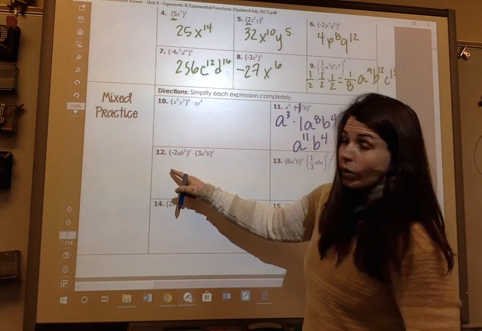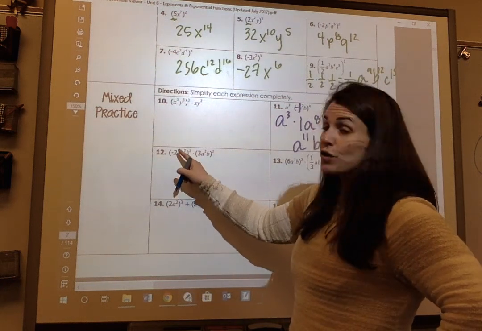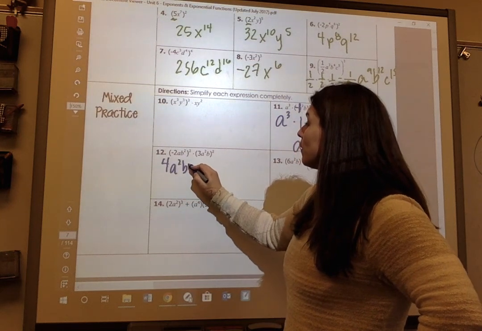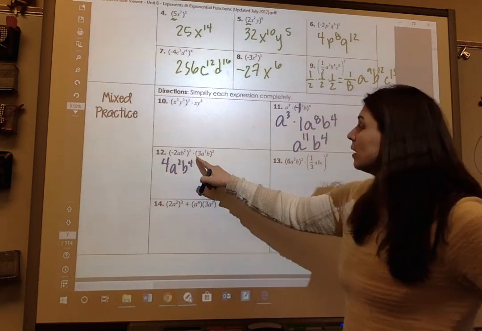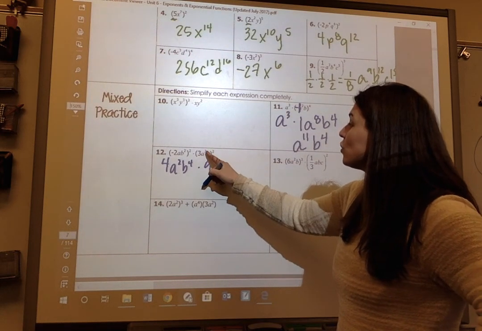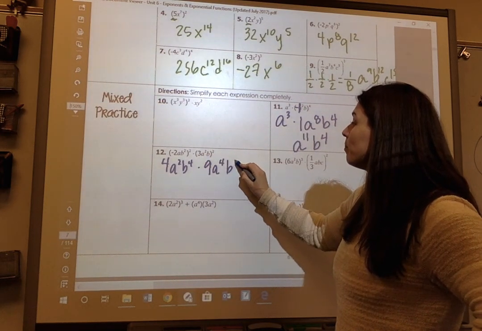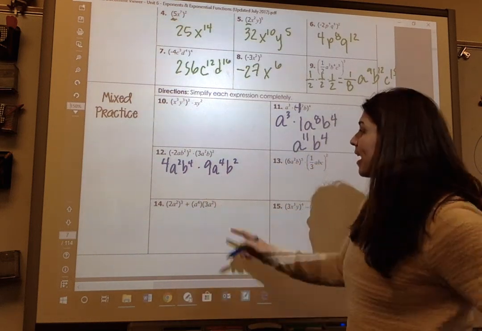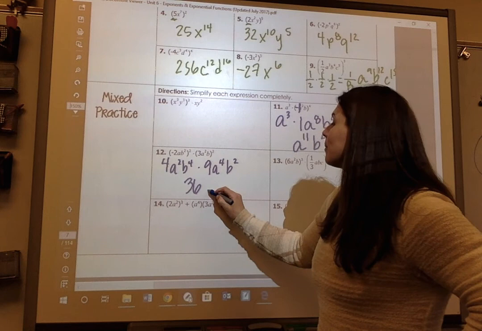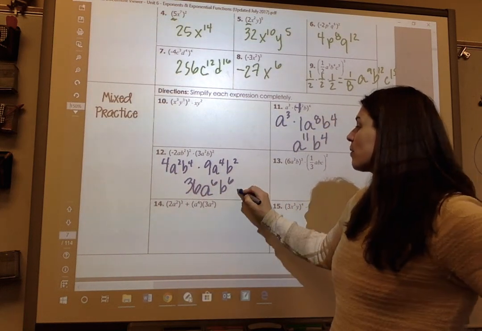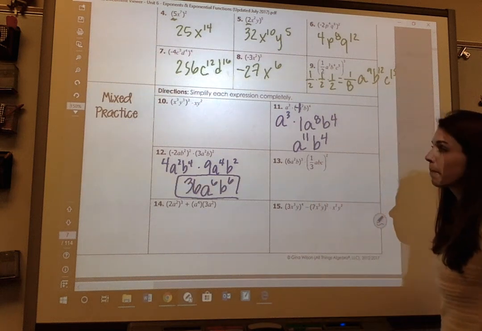So let's break number 12 down. So I'm going to do this rule first, the power rule. Negative 2 squared is 4, a squared, b to the 4th, times 3 squared is 9, and then multiply 2 times 2 to give me a to the 4th, b squared. Now I'm just simply multiplying these guys, and I get 36. I'm going to add my exponents to get a to the 6th, b to the 6th. So that is my final answer.